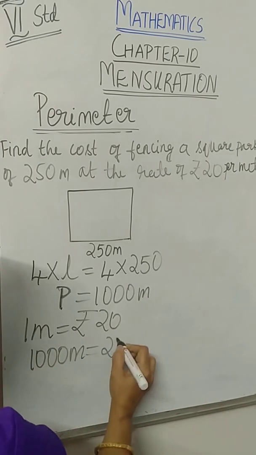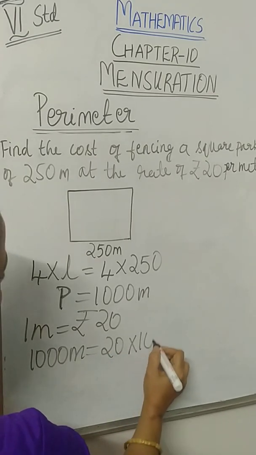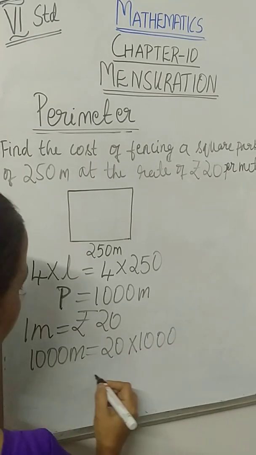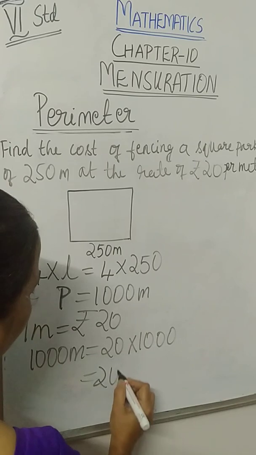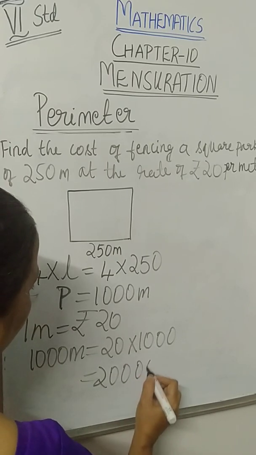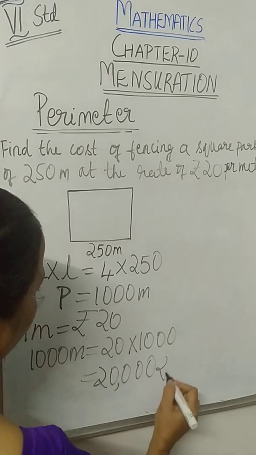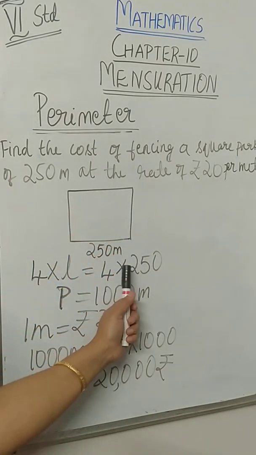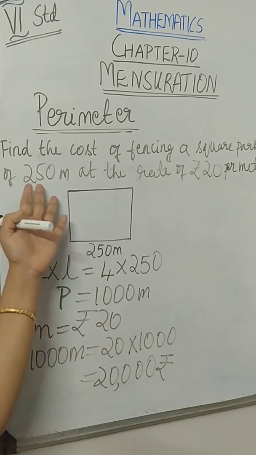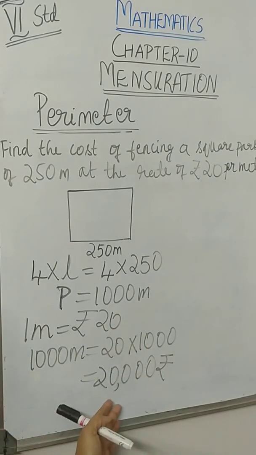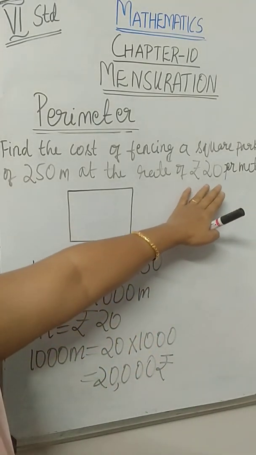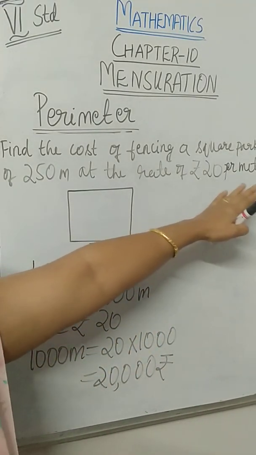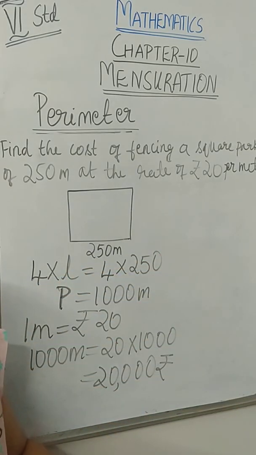It is just 20 into 1000. How much is 20 into 1000? It is 20,000. So what is the cost? It is rupees 20,000. So the cost to fence the square park, which has got the length of 250 meter, is 20,000, if the rate is rupees 20 per meter.